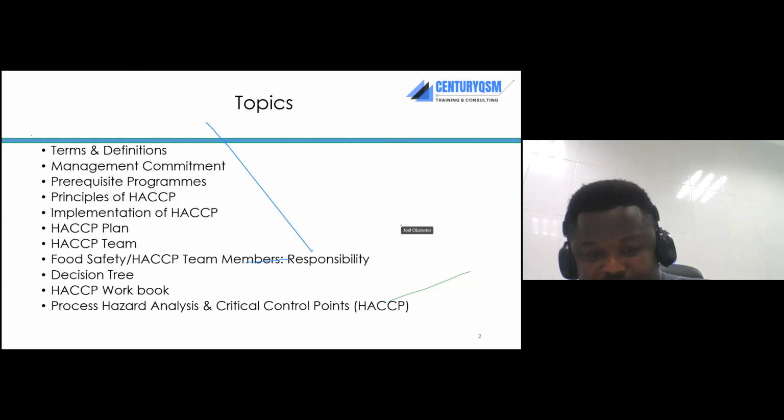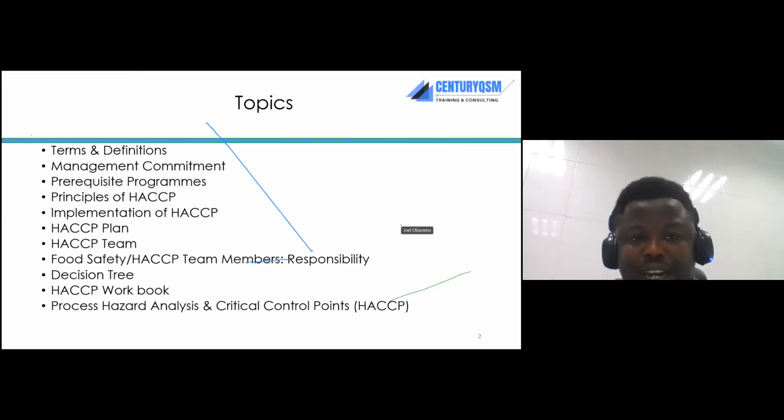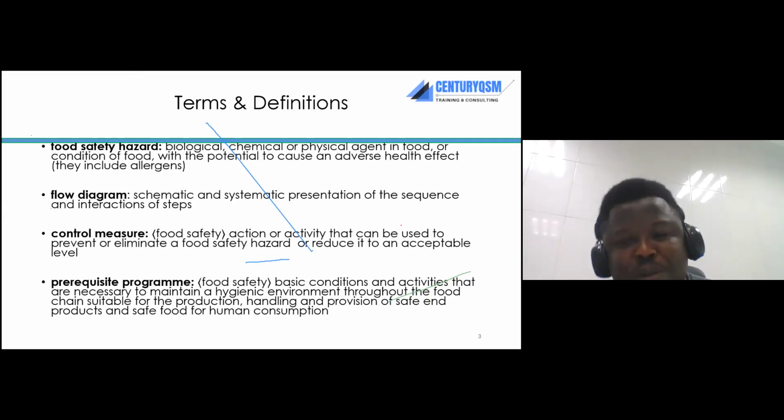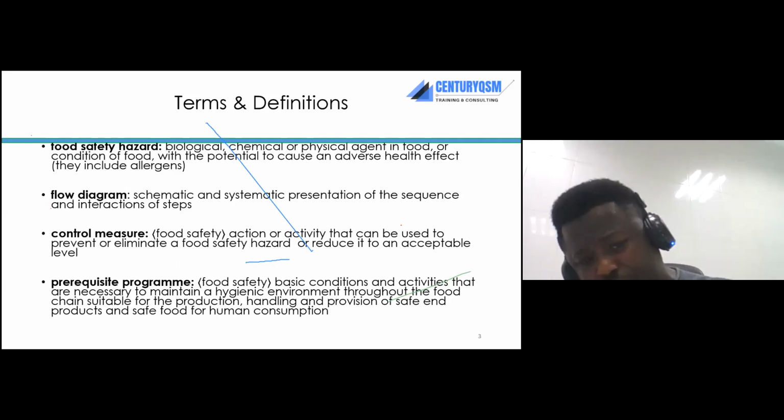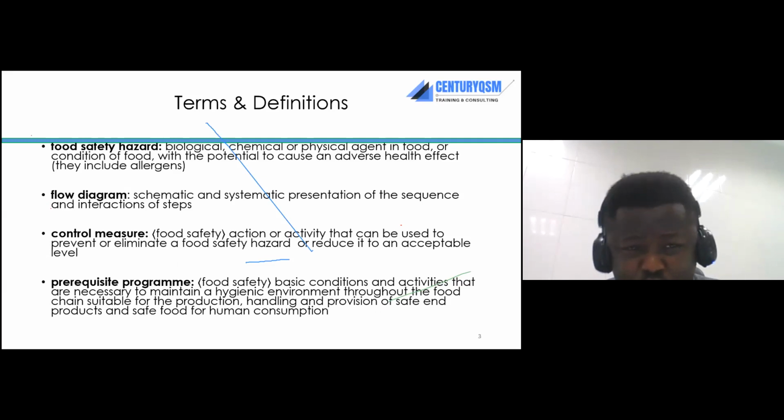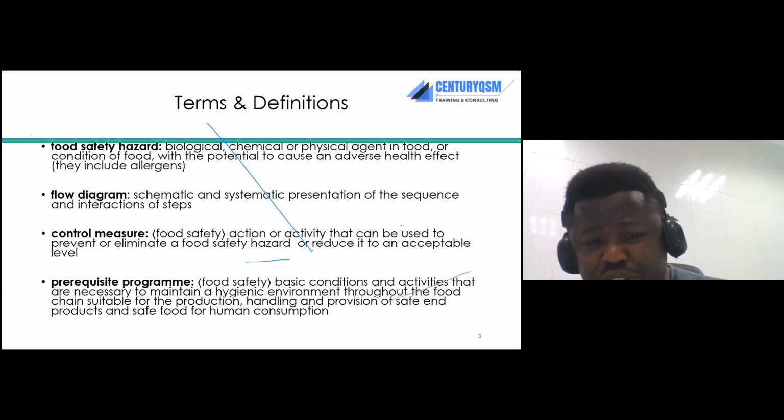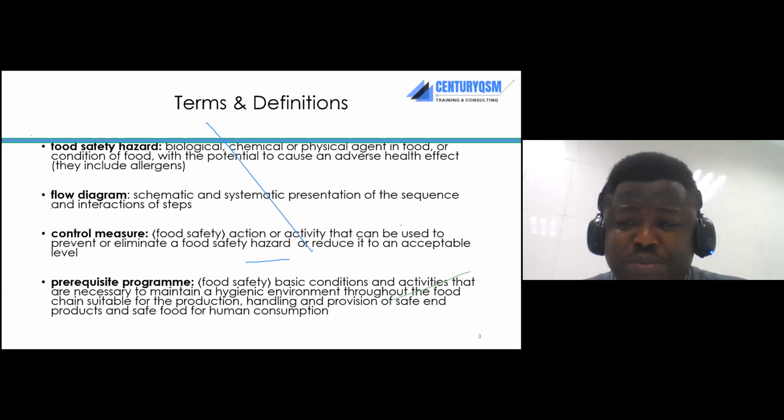Then, like I said, there are some things I'll be saying, and if you don't know the meaning, you may not be able to relate. That's why I was trying to briefly explain what a food safety hazard is, what a flowchart is, what a control measure is, and what a prerequisite program is.